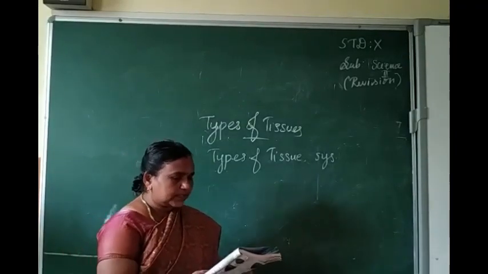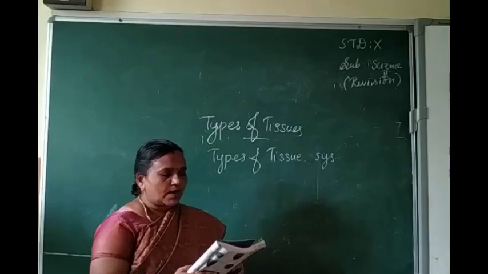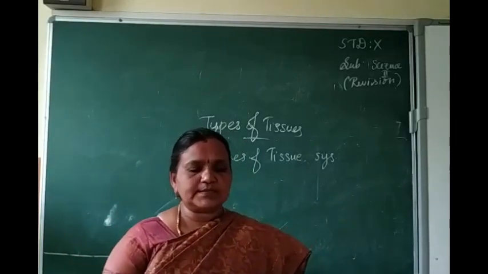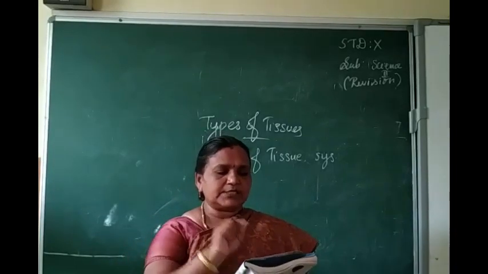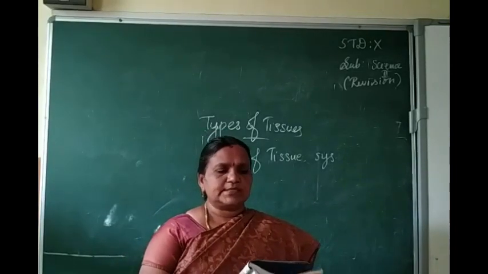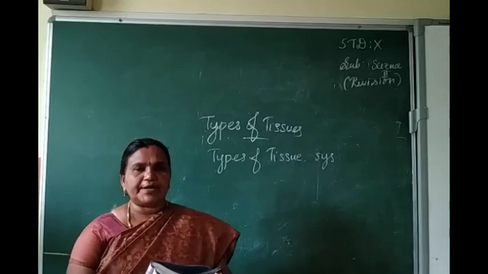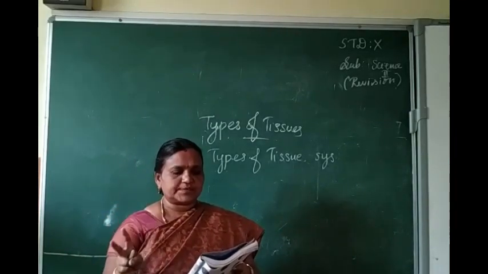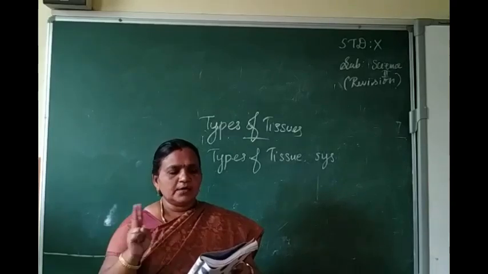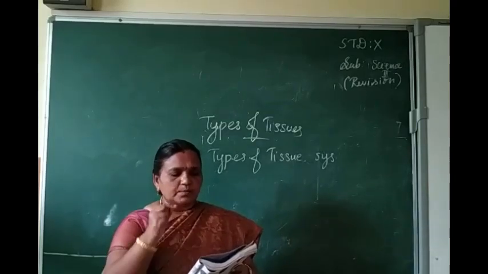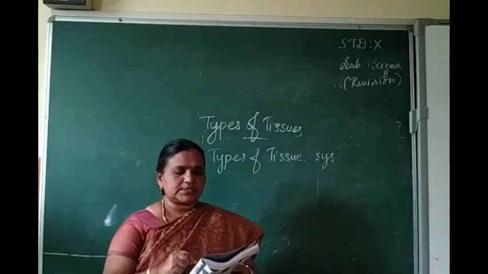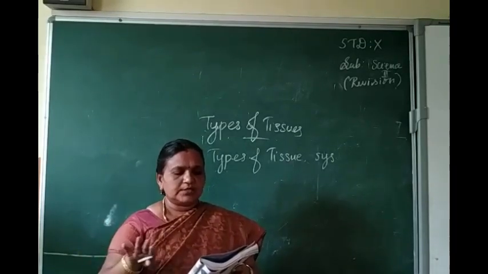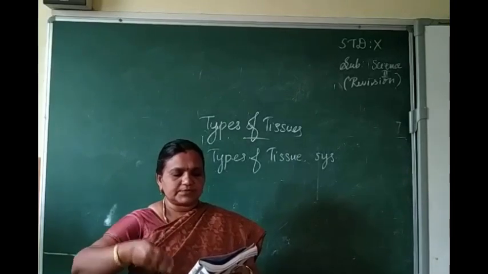Next page, you can come on to the next page, 174. Tissue system: what are the components of tissue system? Dermal tissue system: what are the components of dermal tissue system? Epidermis and peridermis. You have to write two types. And what are the components of ground tissue system? Collenchyma and sclerenchyma tissue. Both are tissues.